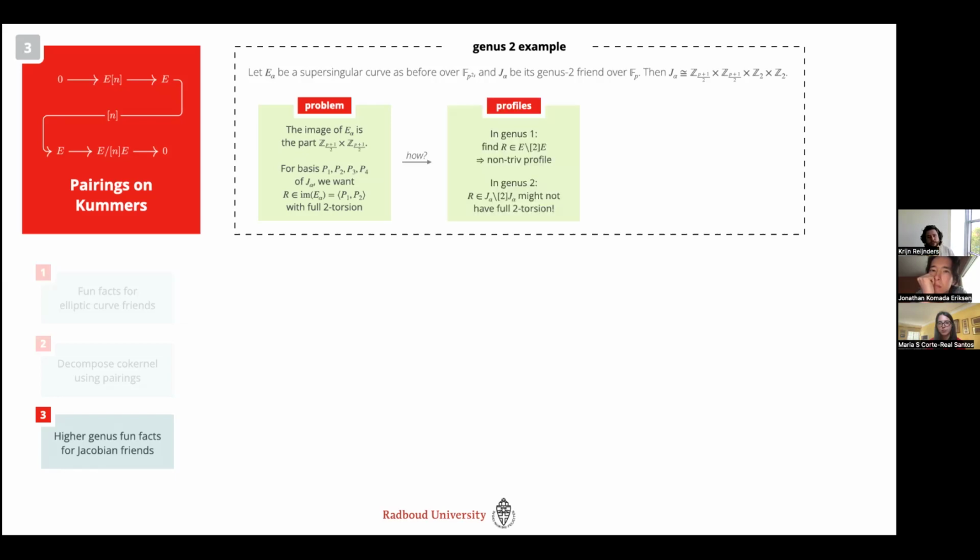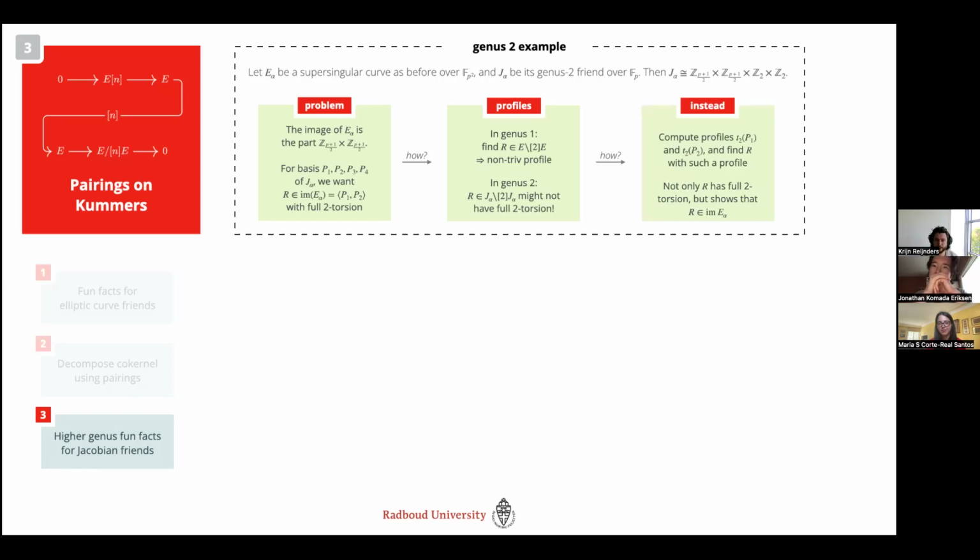How are we going to do that? Well, in genus 2, you just find the non-trivial profile. But actually in genus 2, this is not going to work, because there are points in J alpha that are not in the doubling, but that still do not have full 2 torsion. For example, if you take just the point P3, it's not in the double of the Jacobian, right? There's not any point that will map to P3 by doubling. But it does have a non-trivial profile. But it doesn't have order 2^f, of course.